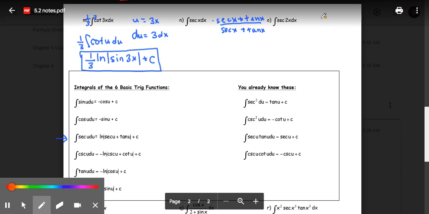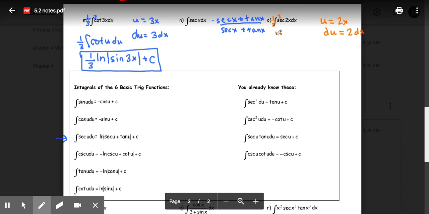All right, you're going to say to yourself, I know how to integrate secant. My inside is 2x, so that's my u. My du would be 2 dx. Got to put a 2 in, a 1/2 on the outside. This is 1/2 the integral of secant of u du.